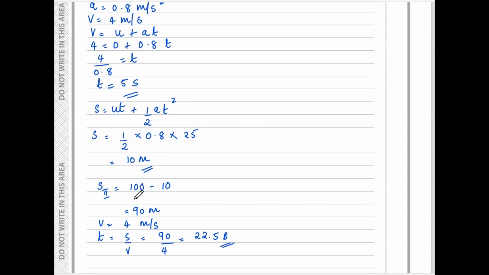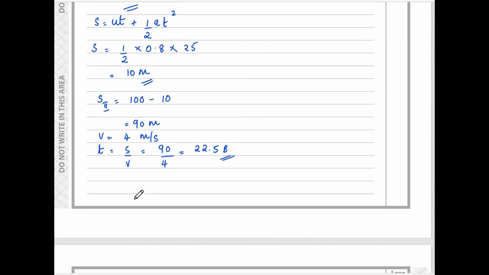Now the time taken by Ajas to cover the first 10 meter, from initial velocity 0 to final velocity 4 meter per second, is 5 seconds, and the time taken during the second part of the journey, where he maintains a constant velocity of 4 meter per second, is 22.5 seconds. The question here is to find the time taken by Ajas to complete the race. So the total time will be 5 plus 22.5, which is 27.5 seconds. That will be the final answer for the B part.